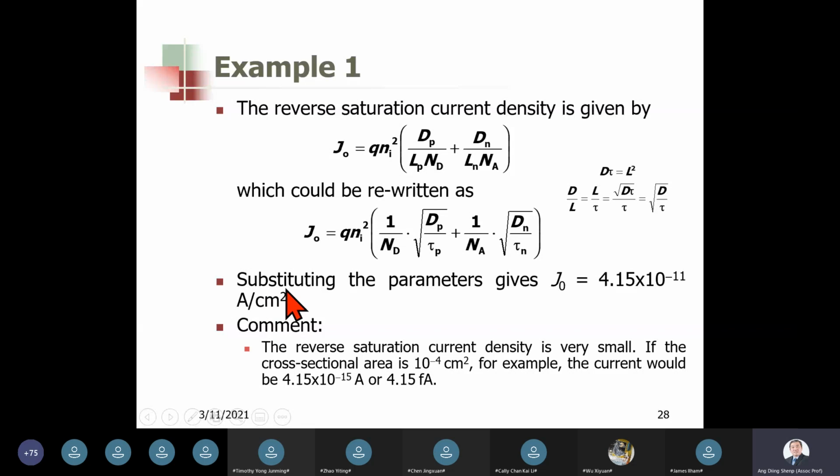Per cm squared. Cm squared is a very big area for a PN junction. Normally, the cross-sectional area of a PN junction is very small, right? And therefore, the actual reverse bias current that flows is much smaller than this. Not surprising, because the current flow involves extraction of minority carriers, which themselves have very low concentration.